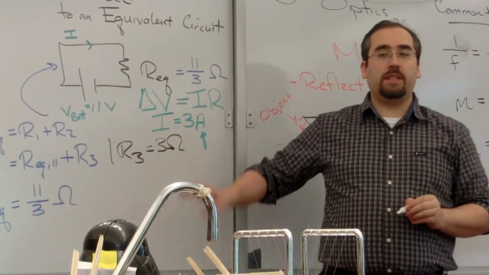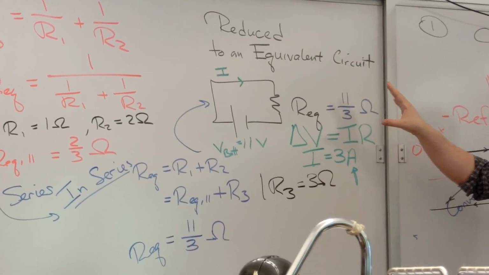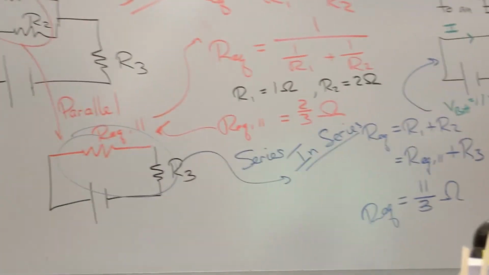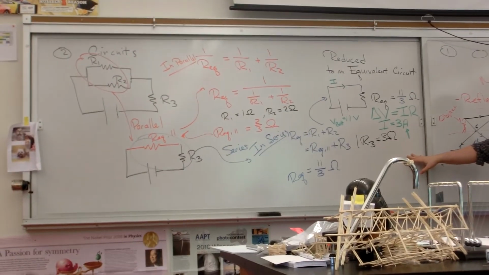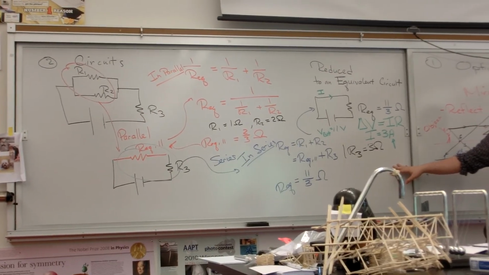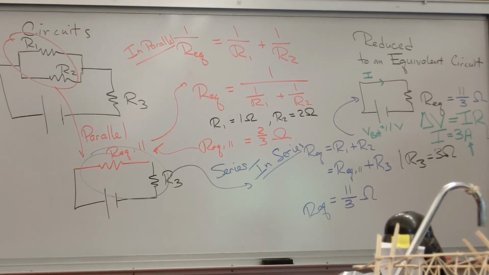Alright? This is the kind of stuff that's going to be on the circuits bit of this test: combining resistors, figuring out if resistors are in parallel or in series, and using Ohm's law. Not the loop rule, not the node rule. Alright? We okay with this? Yep.